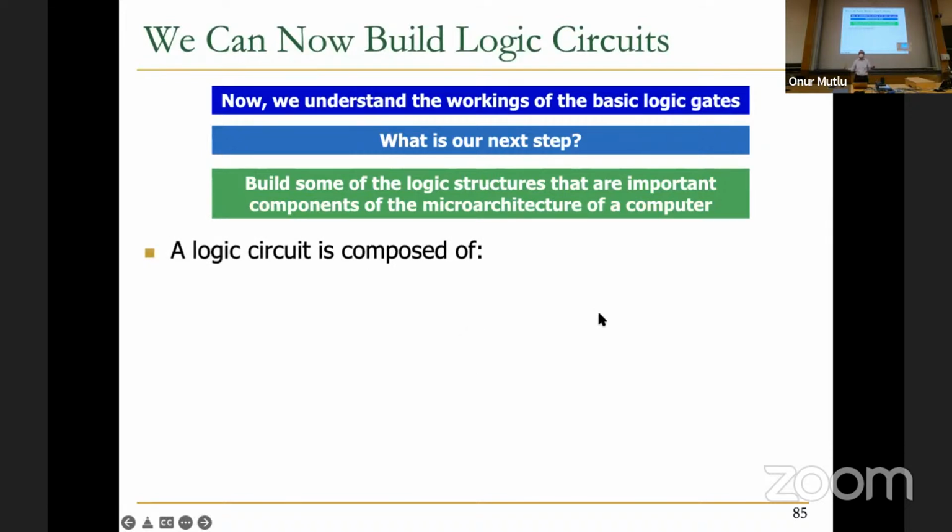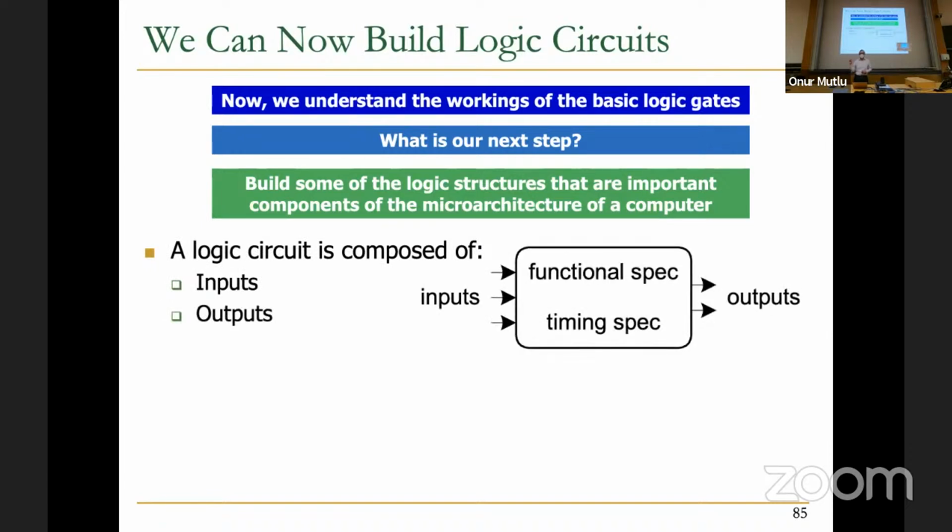So, what is a logic circuit? A logic circuit is composed of inputs, outputs, and two specifications. Basically, you have inputs, as you can see on the left, outputs coming from the right, a functional specification, and a timing specification. We're going to mainly focus on functional specification in the next several lectures. We're going to talk about timing in lecture 8, as I said.